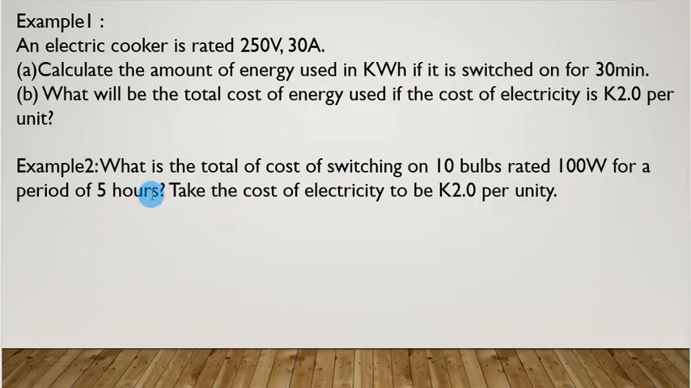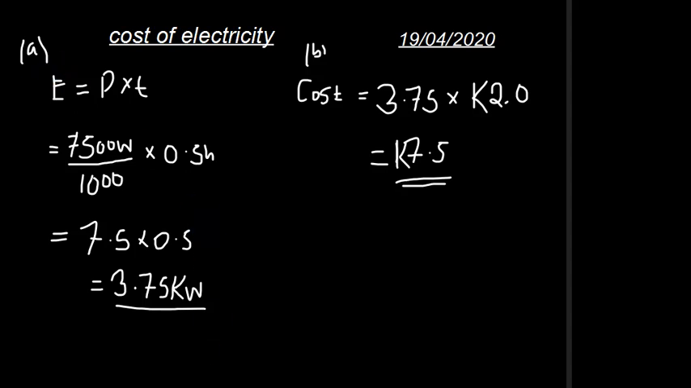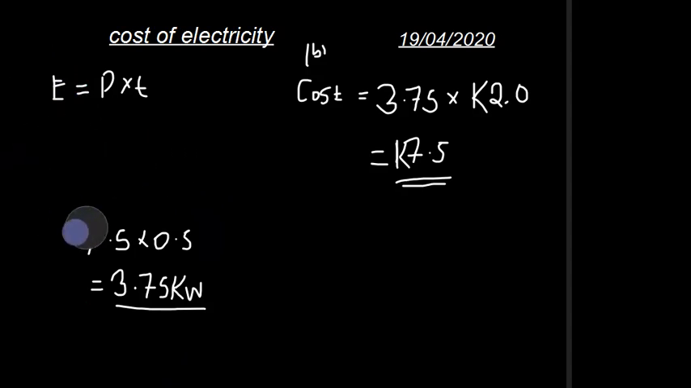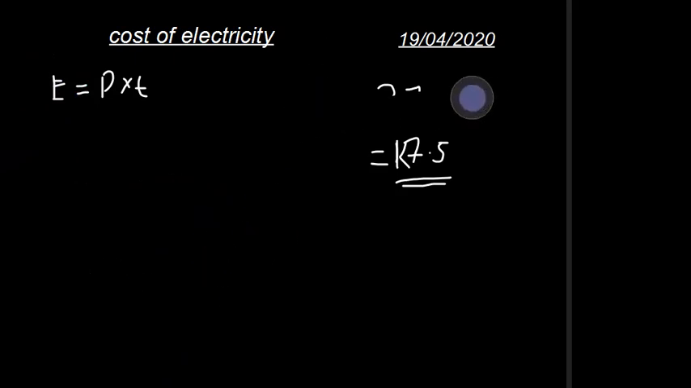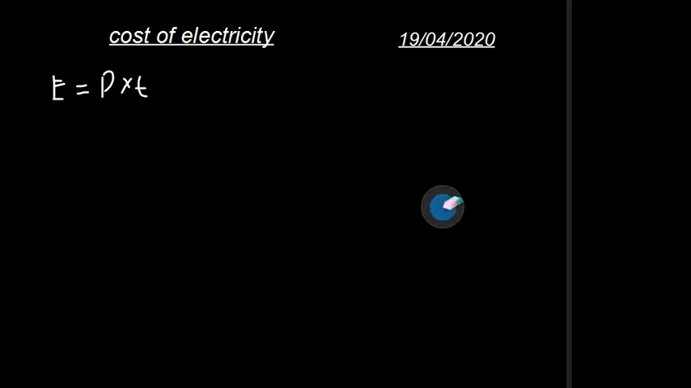Example 2 reads, what is the total cost of switching on 10 bulbs rated 100 watts for a period of 5 hours? Take the cost of electricity to be 2 kwacha per unit. So we have a situation where we have 10 bulbs, and each bulb is rated 100 watts, and we run these bulbs for a period of 5 hours. So we want to find what will be the total cost when the cost of electricity is 2 kwacha per unit. So from the same formula, energy is equal to power multiplied by time.